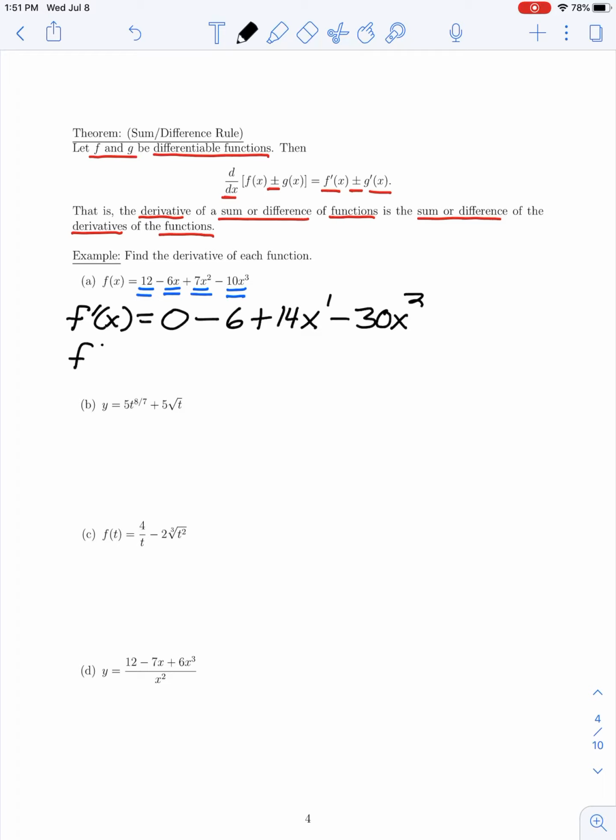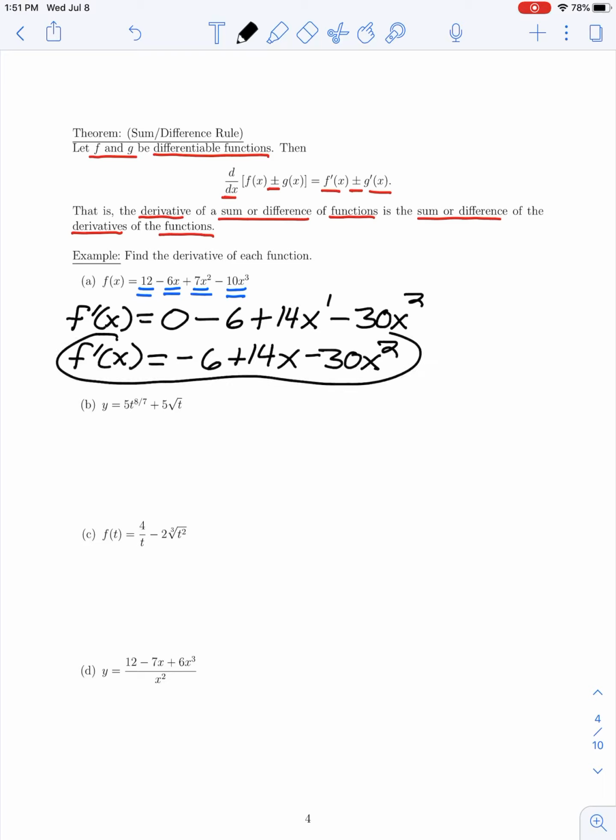So simplifying the way that we've written this a little bit, we have f prime of x is negative 6 plus 14x minus 30x squared. So the sum difference rule allows us to differentiate each term of this function individually and then take the sum or difference of the derivatives of those individual pieces.